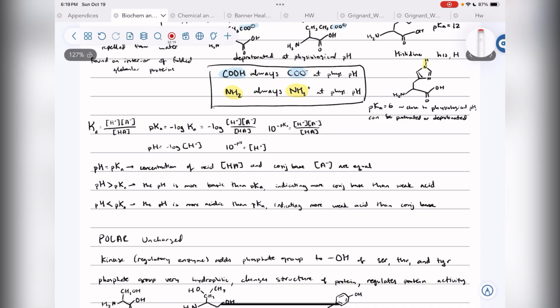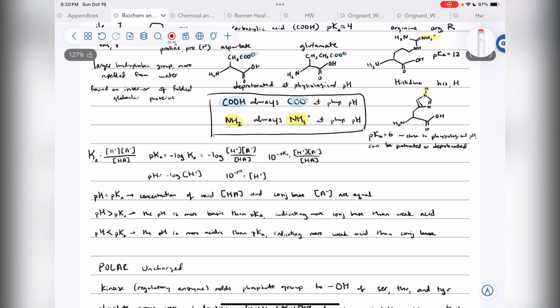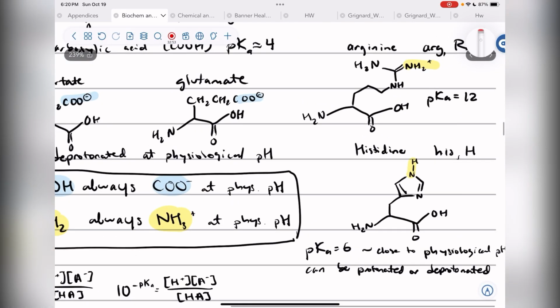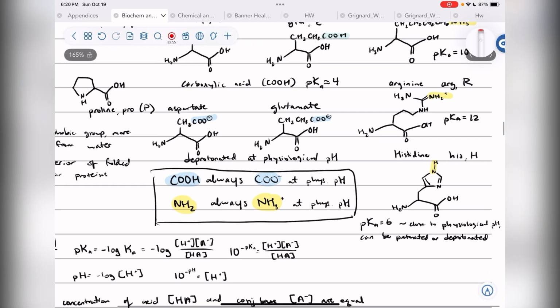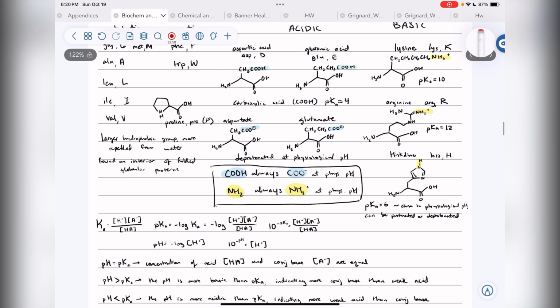Histidine, one thing is the pKa of this one. Remember pKa is the negative log of the Ka, so negative log of the ionic form over the weak acid form. And so this pKa is very close to physiological pH, so it can either be protonated or deprotonated. So that's why this one doesn't have a charge on it, but it can just as easily have that H2 and then have the positive charge there.